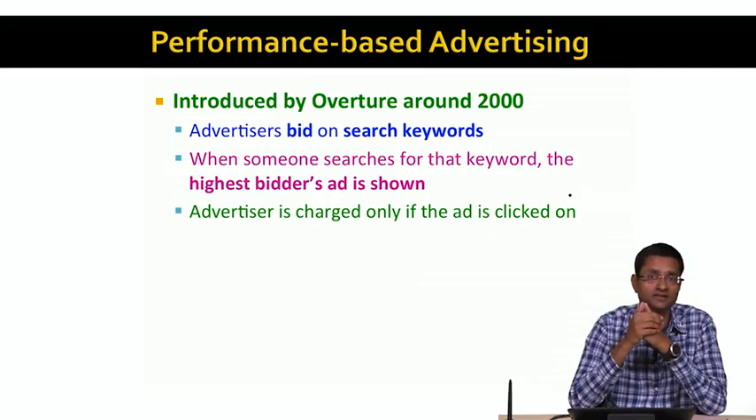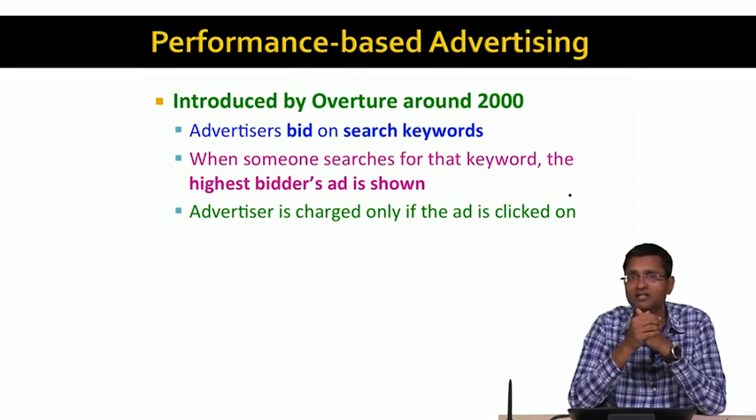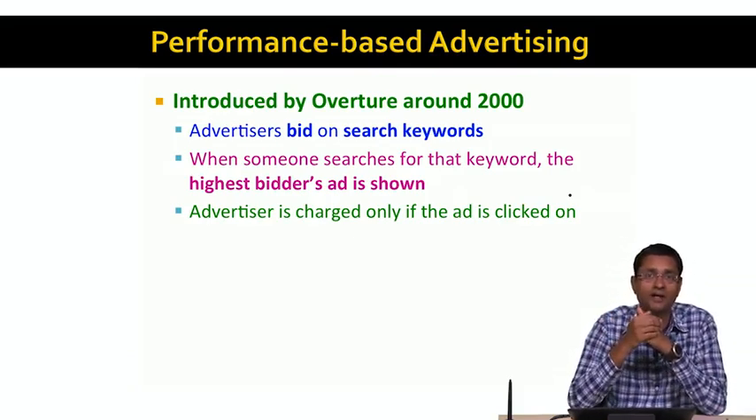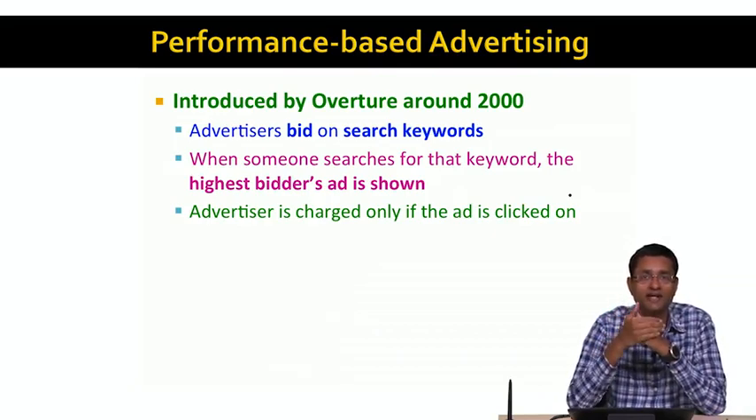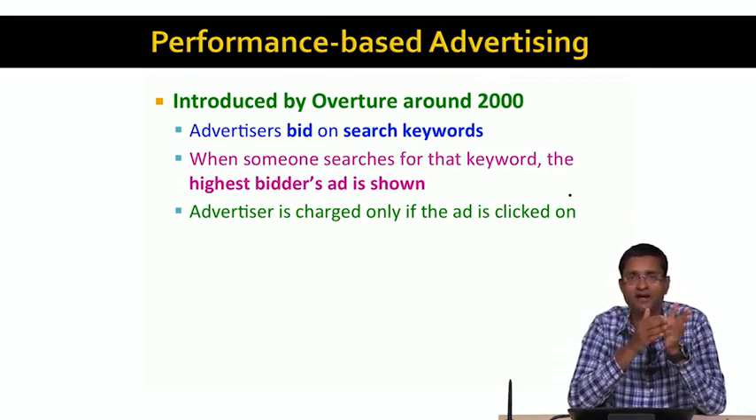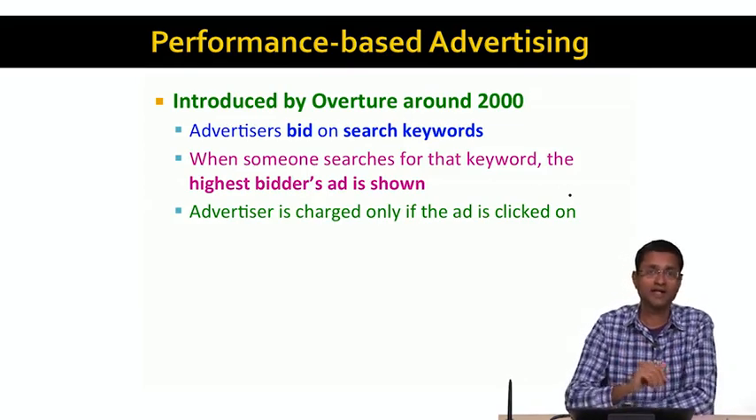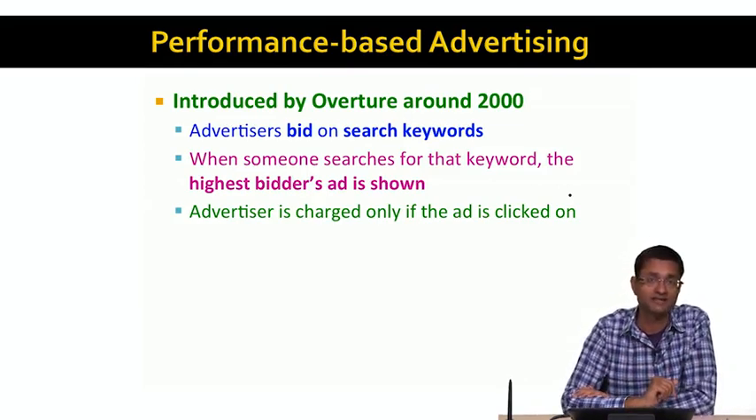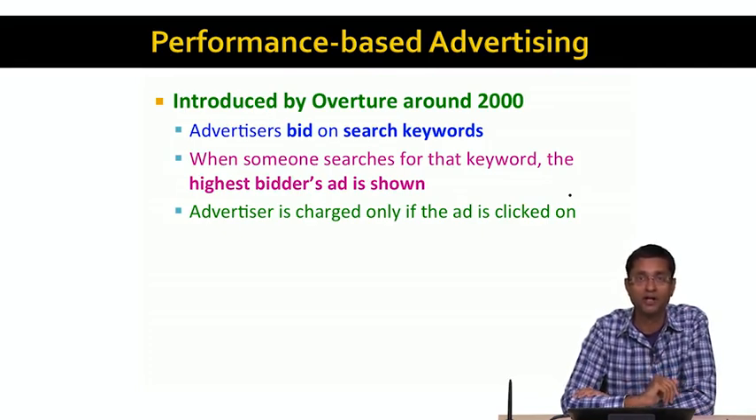But the key innovation that Overture made was that the advertiser was charged only if the ad was actually clicked on. The advertiser did not pay for the impression, but paid only for the click. And so this is called performance-based advertising or cost per click advertising to distinguish it from the impression-based or CPM advertising that preceded it. Now, it turned out that advertisers really liked performance-based advertising, or CPC advertising, and Overture did really well and ended up being acquired by Yahoo much later on.